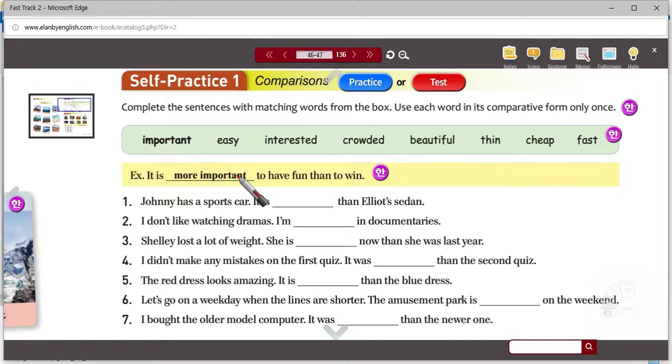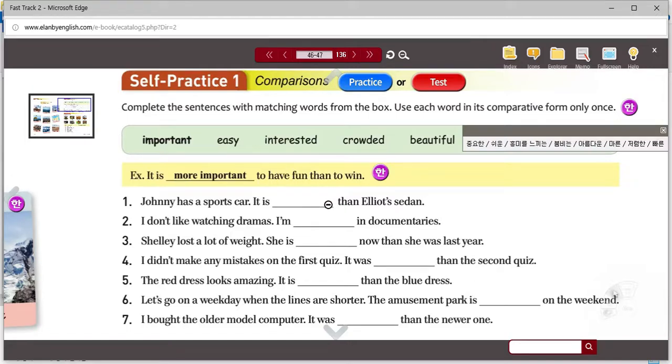Okay. Good. So read through the sentences. Match the words here in the box with the sentences that they need to go in, and make sure these adjectives are in the correct form, the comparative form. And you can pause that and do the activity, and then we will resume and we'll go over the answers when you are finished.